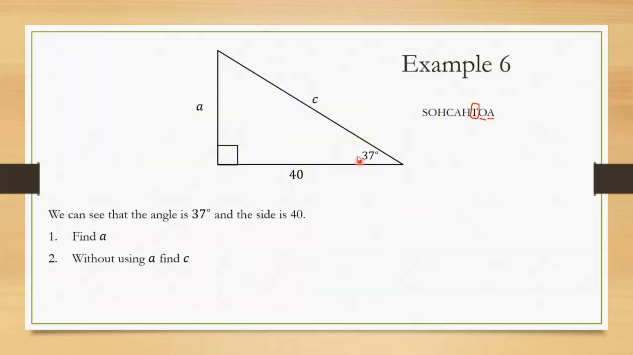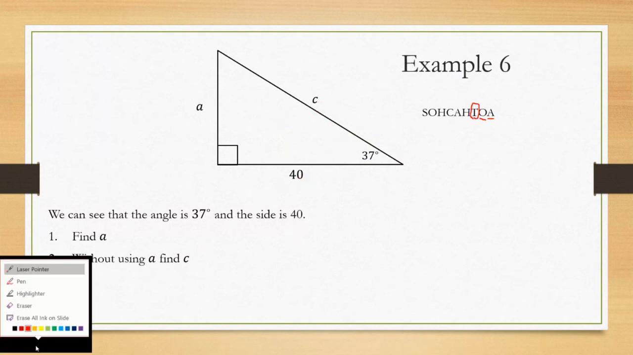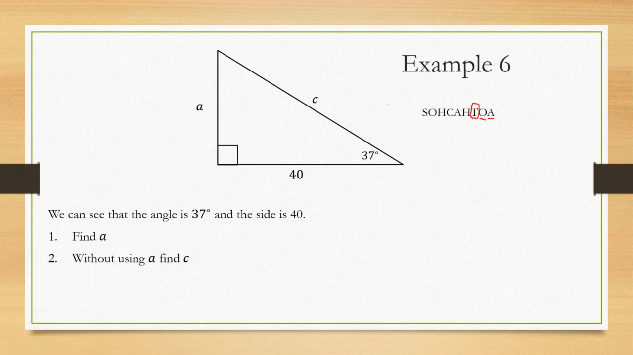So here, if you want to get C, we have 40, which is adjacent, right? Let me just change the colors on this. So here again, we have adjacent, right? And what else do we want? Well, we also have the hypotenuse, right? So in this case, we're looking for C. So we're doing number 2 now. Without using A, meaning without Pythagorean theorem, we're going to find C. So we have adjacent. We want the hypotenuse.